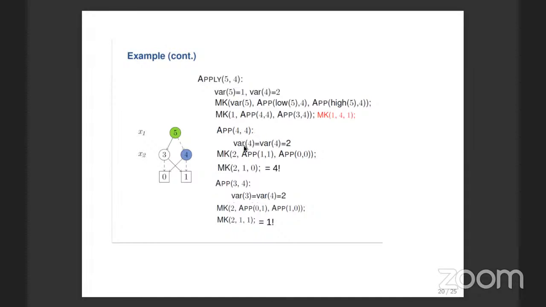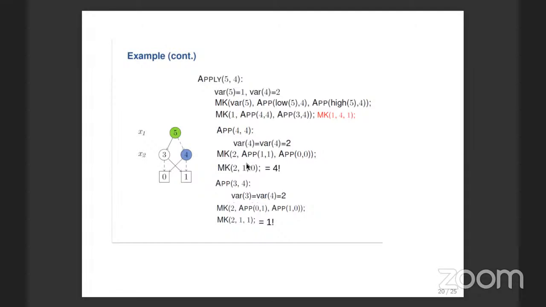So 4.4 means, in the recursive call, you will check that the var of 4 is the same as the var of these two nodes, because they're identical nodes. So that's 2, and therefore you will do an apply on the 2 low sides and the 2 high sides, okay? The high side of 4 is 0, and the low side is 1. So it's an app on 1, 1 and app 0, 0.